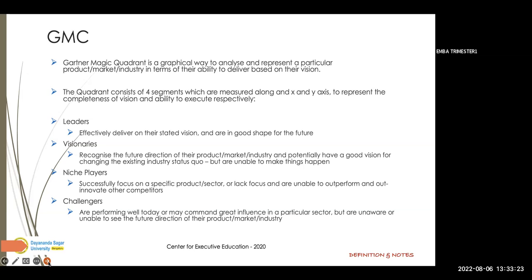So on the completeness of vision, they got 10 out of 10. On the ability to execute, they also got 10 out of 10.